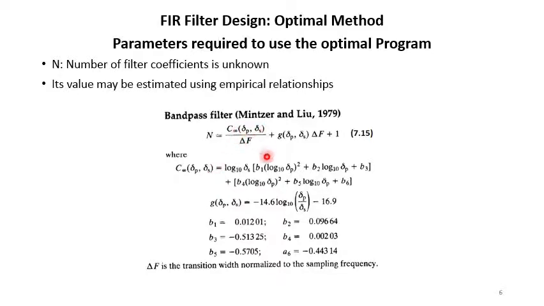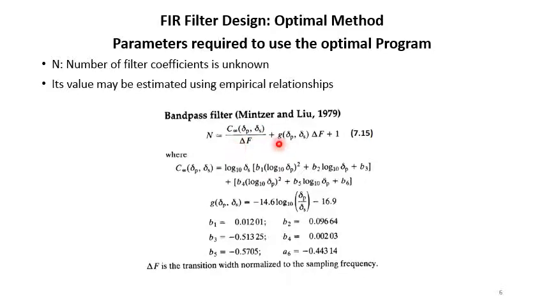The second parameter is delta of F. Delta of F is again given, because delta of F is basically the transition width. While designing a filter we are given the filter specification, and one of the specifications is the transition width. Remember that this transition width is in normalized form. If it is not already in normalized form, simply dividing it by the sampling frequency will result in delta of F.